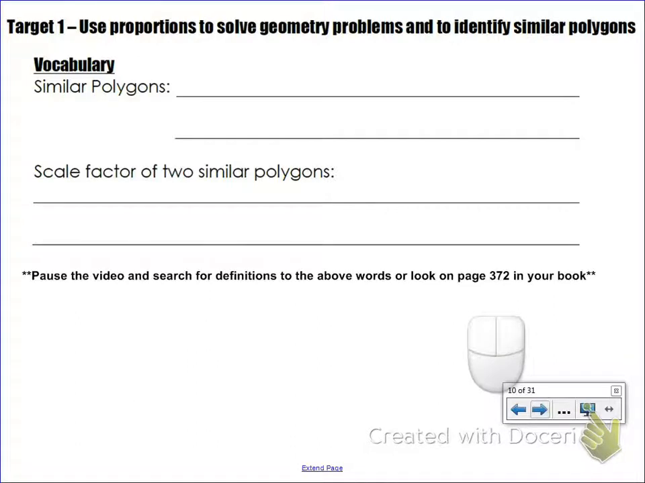All right, let's go ahead and start with vocabulary. Two vocab: things that define similar polygons, and scale factor between two similar polygons. Go ahead and pause the video right now, or you can look at page 372 in your book and figure out what these two things are. So I guess I'll give you a minute. Go ahead and pause and fill these out.